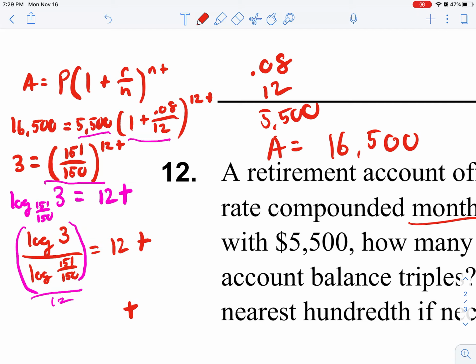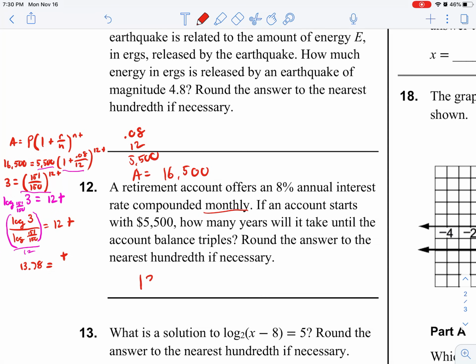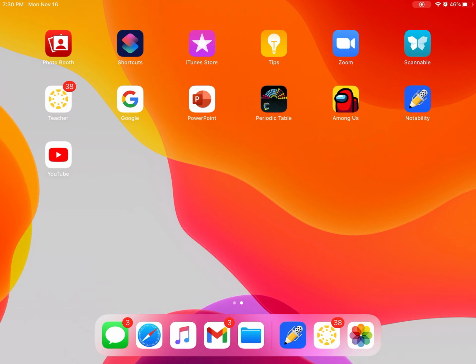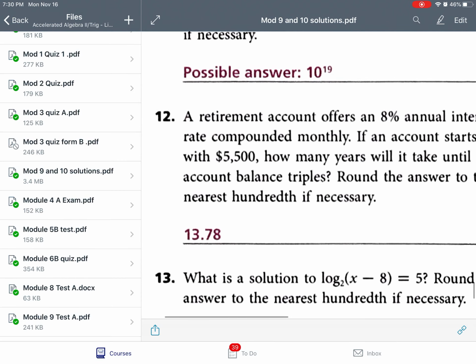So my t equals 13.778. They said to the nearest hundredth if necessary. So 13.78. So how many years will it take until the account balance triples? It will take 13.78 years. And I think that was the right answer. 13.78.